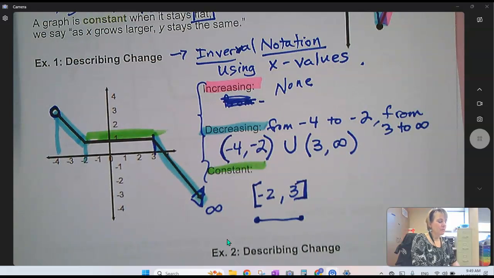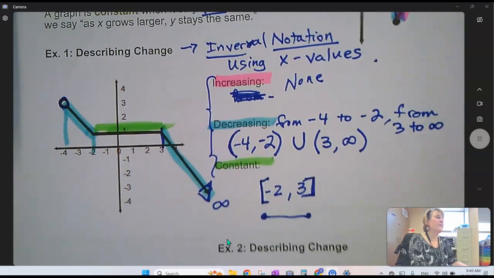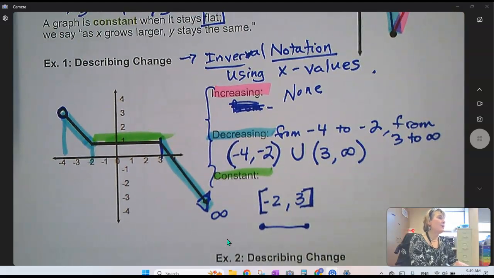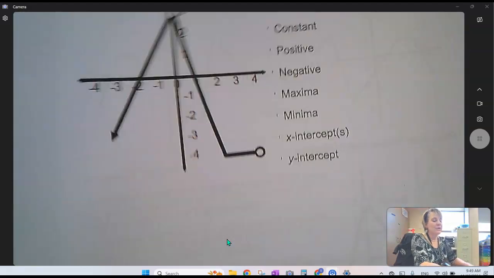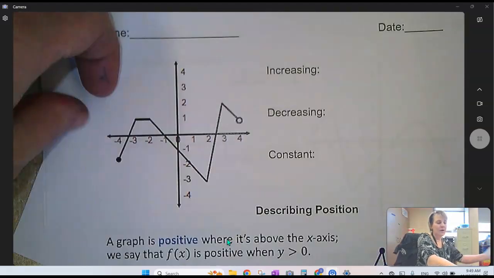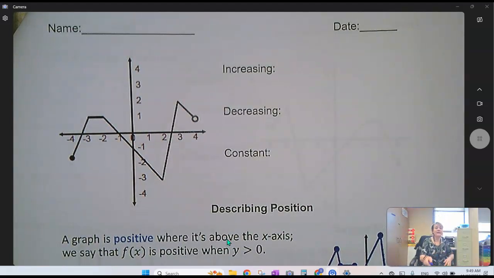All right, we're going to flip to the second page and see if you all can do that part yourself. I want to see the highlighting because that's showing your thinking. You're going to highlight where it is increasing and then write that interval. I'm going to walk around and check how you all are doing, and I'm going to pause this.